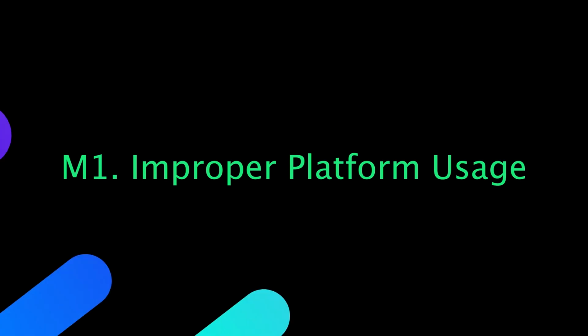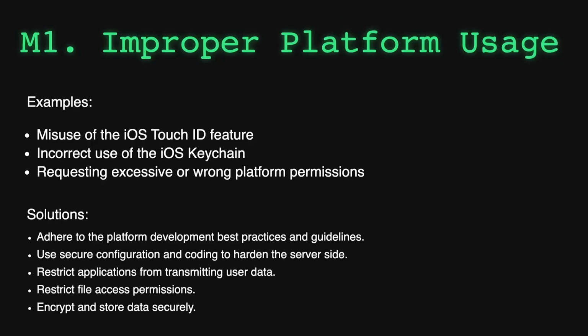Improper platform usage. The first item among the OWASP top 10 is improper platform usage. Platforms such as iOS, Android, or Windows Phone provide different capabilities and features that you can use. If the app does not use an existing function or uses it incorrectly, this is called improper use. Let me give you some examples: misuse of iOS Touch ID features, incorrect use of iOS Keychain, or requesting excessive or wrong platform permissions.